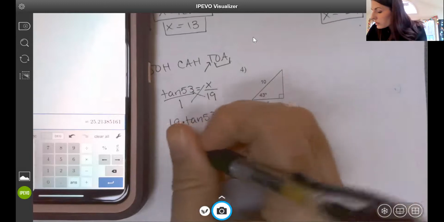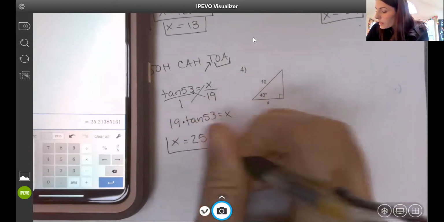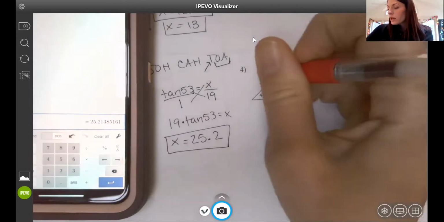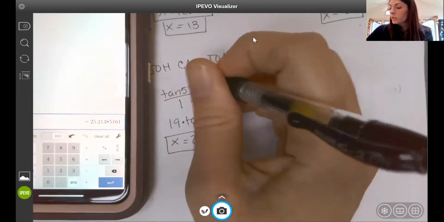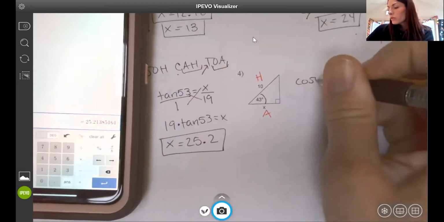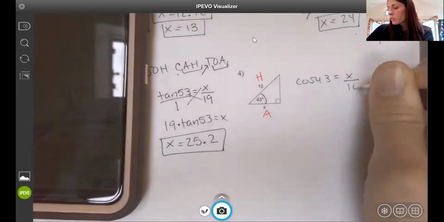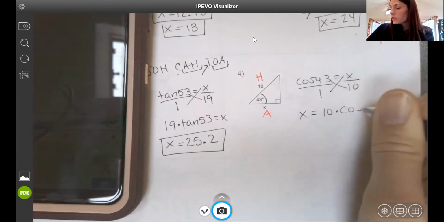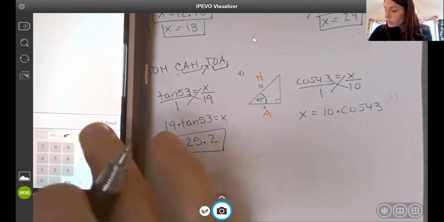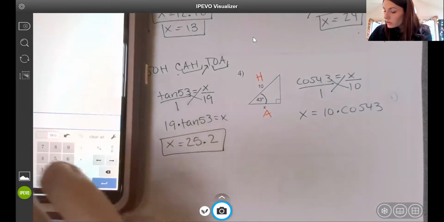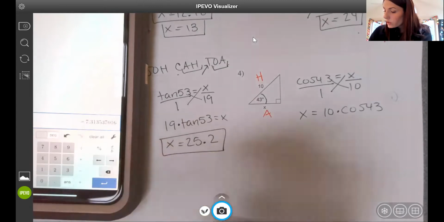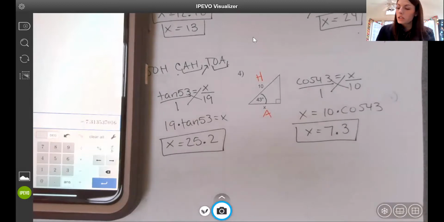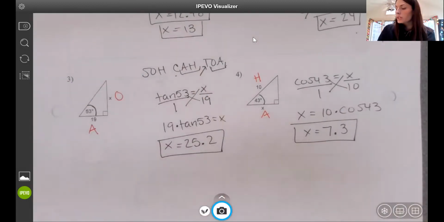Oops, just took a picture by accident from my side length. Okay, and then same idea here. So I would say this is adjacent and hypotenuse. Adjacent and hypotenuse would be cosine. Cosine of 43 equals adjacent over hypotenuse. Cross multiply. X equals 10 times the cosine of 43. And x equals 7.3. Okay, so that's a skill we're going to need for our upcoming test.